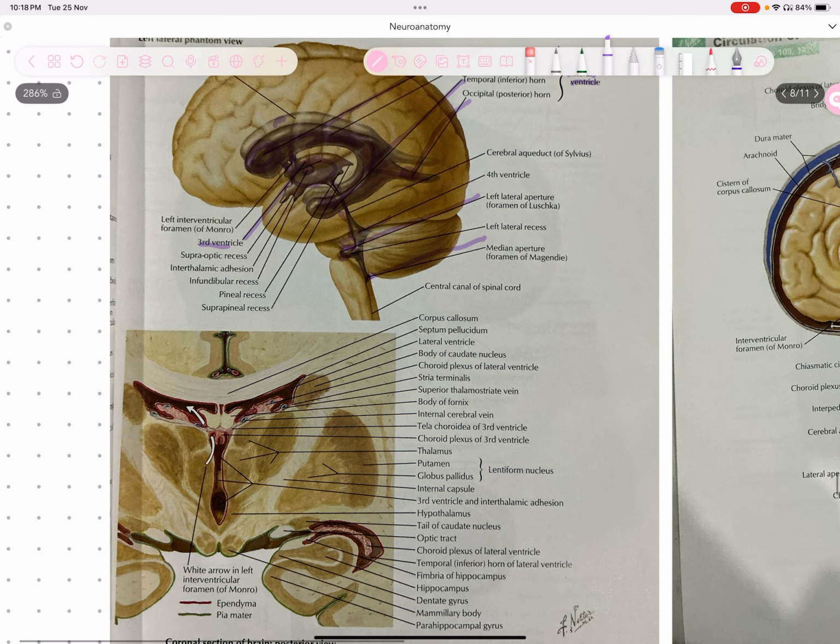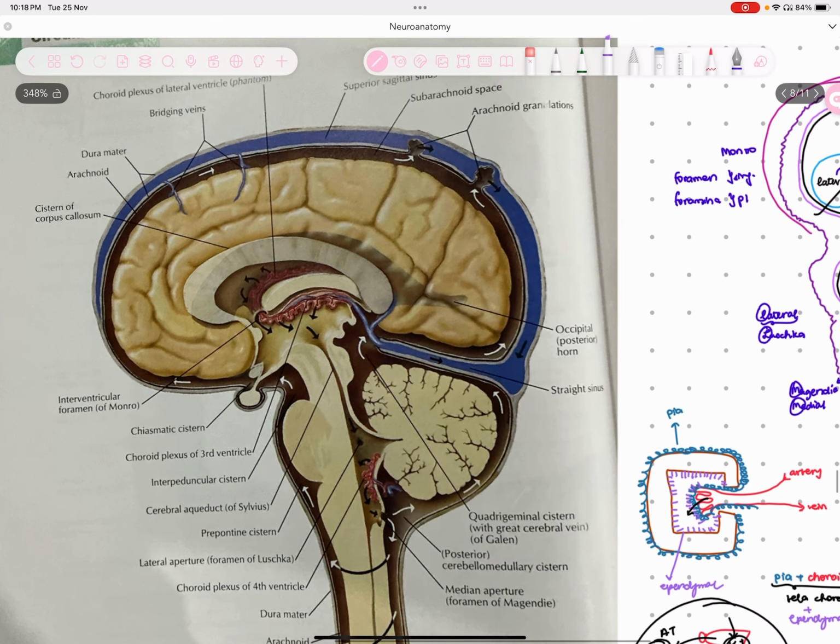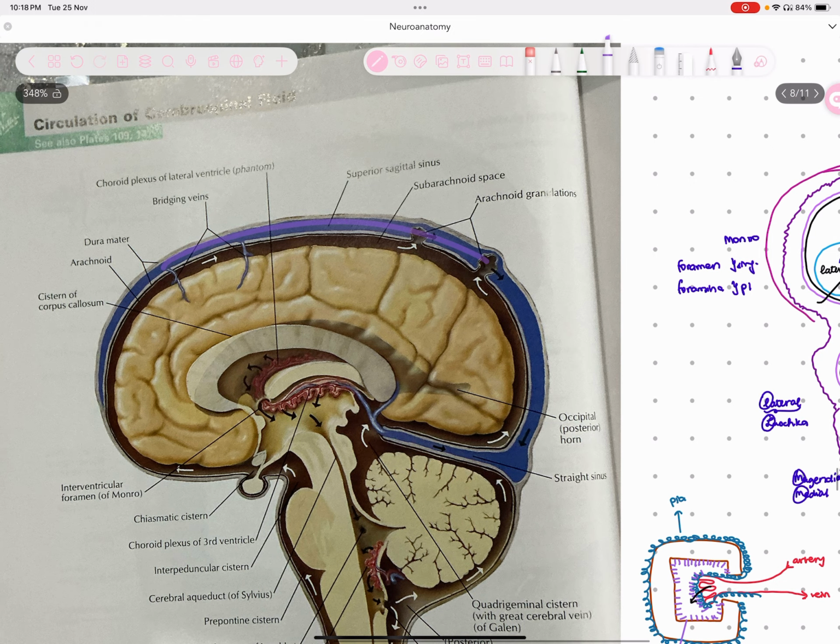And then this is another diagram that I don't want to discuss right now. Again, this is the superior sagittal sinus. This is the inferior sagittal sinus, should be right here also. And then the posterior horn, we can see what else is there.